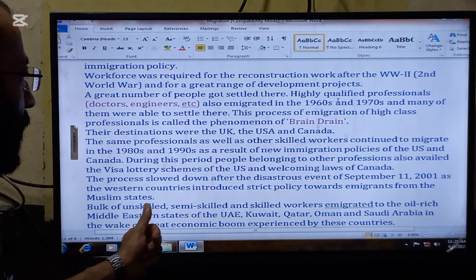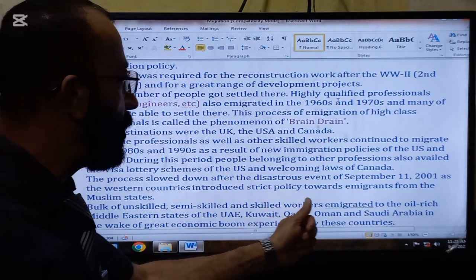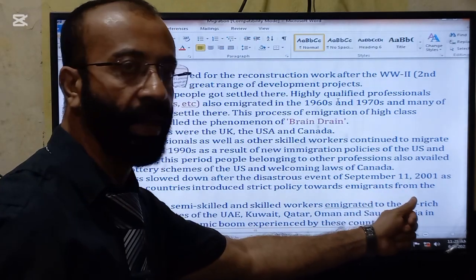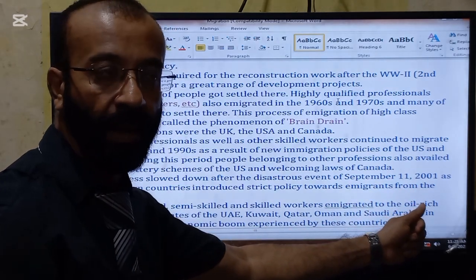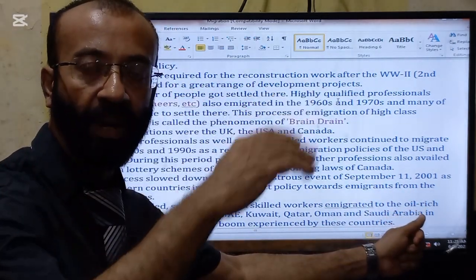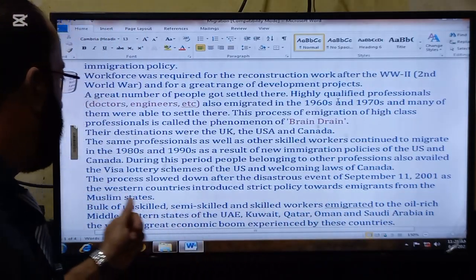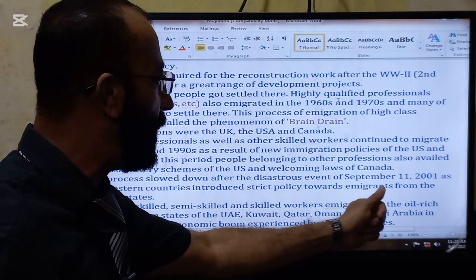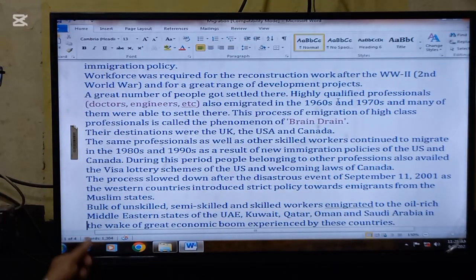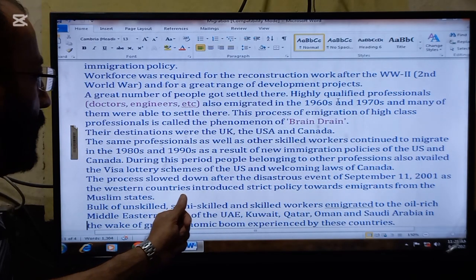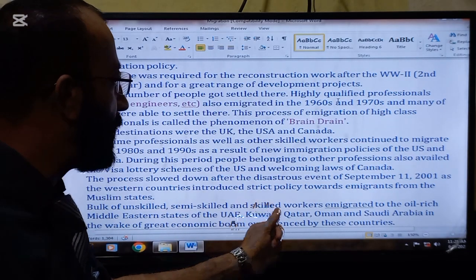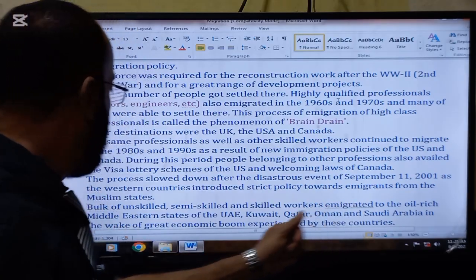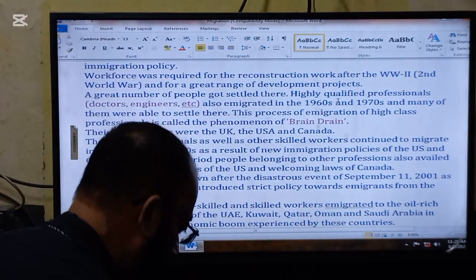The process slowed down after the disastrous event of September 11, 2001, that is called 9/11, when some planes hit the World Trade Center. The process slowed down as the Western countries introduced strict policy towards immigrants from the Muslim states.